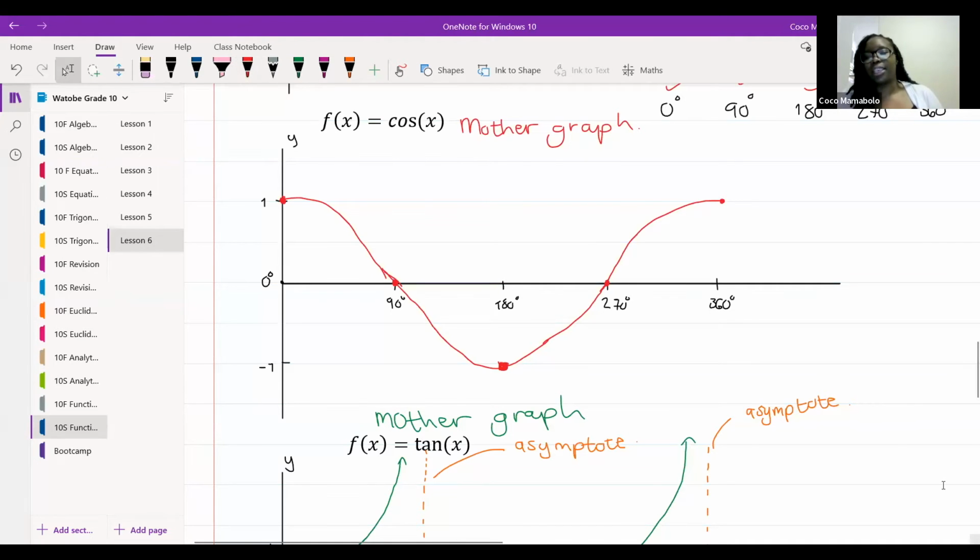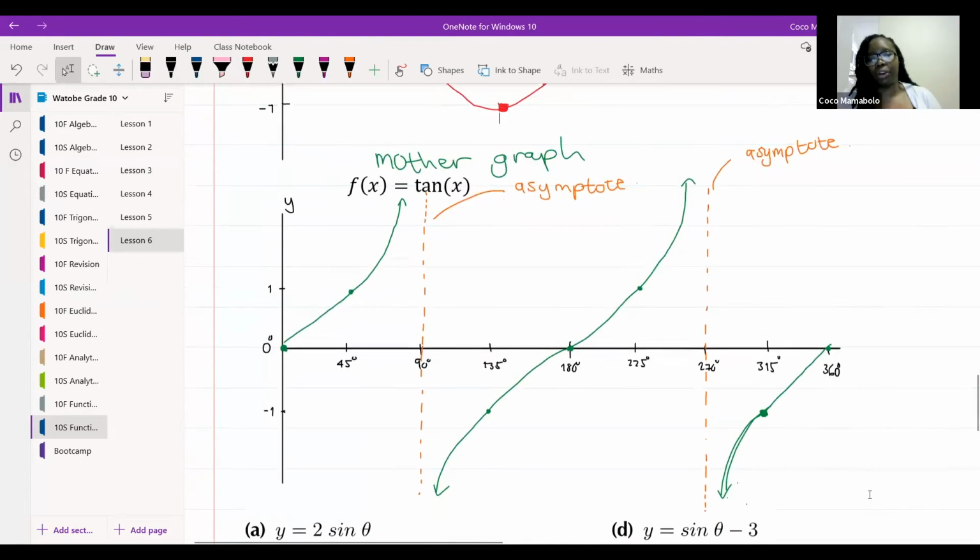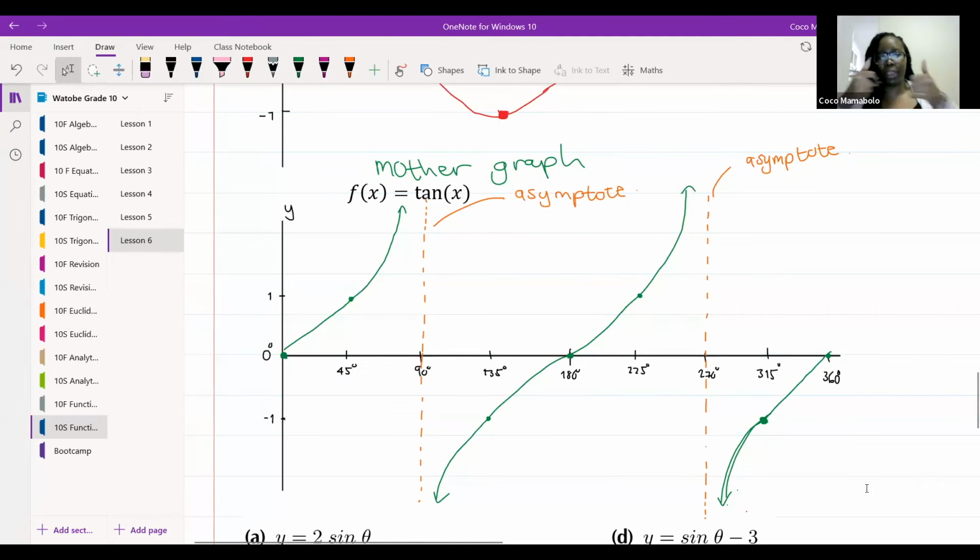All right, just give me a thumbs up. Are we all happy with our mother graphs? Everyone happy?